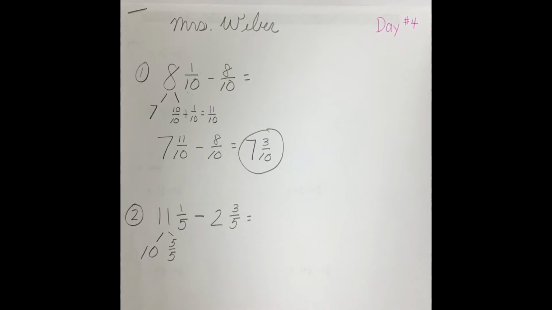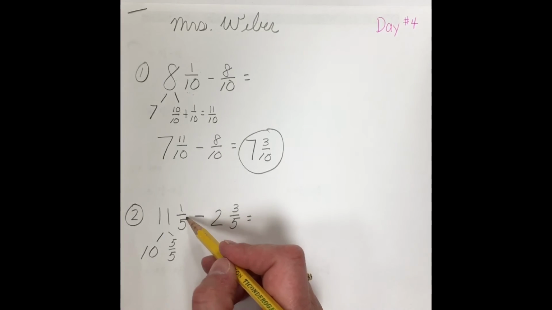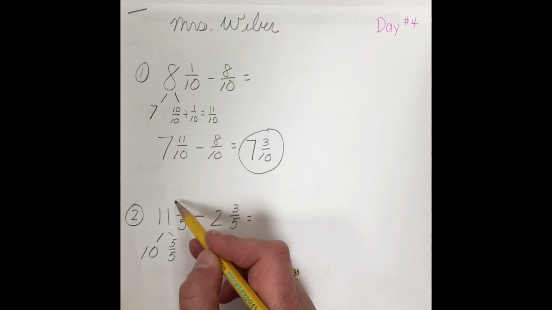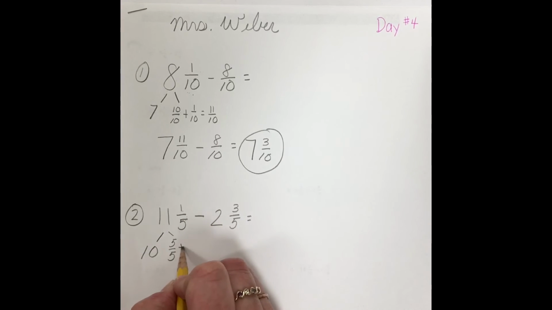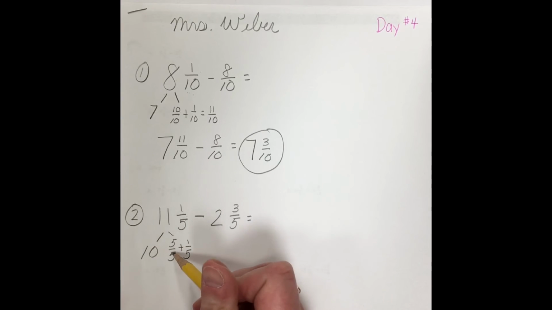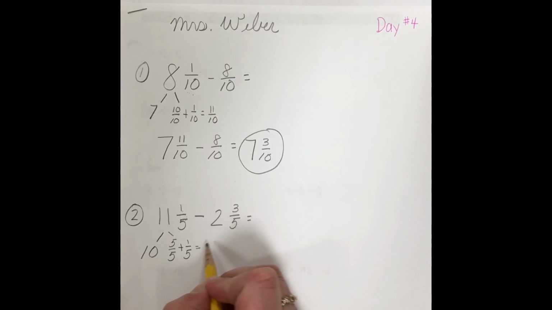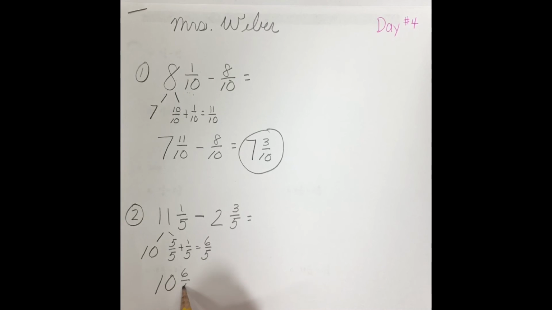Biggest mistake 4th graders do, they forget that this 1/5 is part of the mixed number. So I have to add it in to the 1 that I decomposed. So I get 6/5. Now what I'm really doing is taking 10 and 6/5 and I'm subtracting 2 and 3/5.